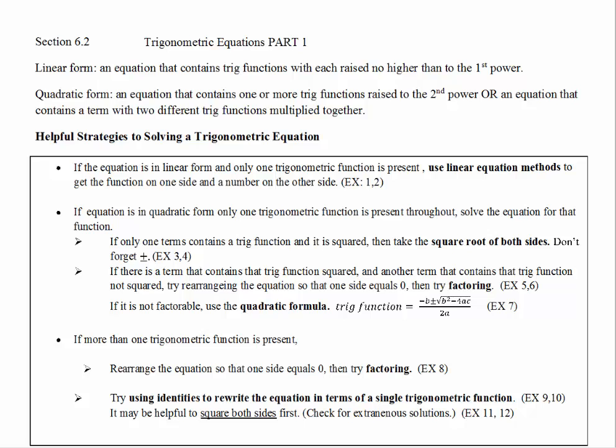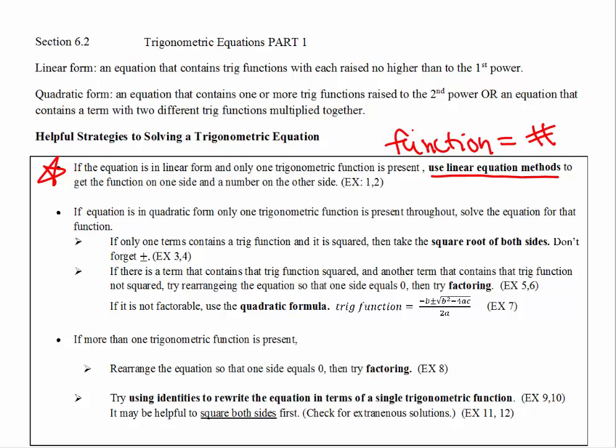Quadratic form means that we have at least one trig function either raised to the power of 2, or we may have two trigonometric functions that are being multiplied together. If the equation is in linear form and only one trig function is present, then we will use linear equation methods to get the function on one side and a number on the other side. Essentially, our whole goal for solving trig equations is to get the function on one side and a number on the other side.